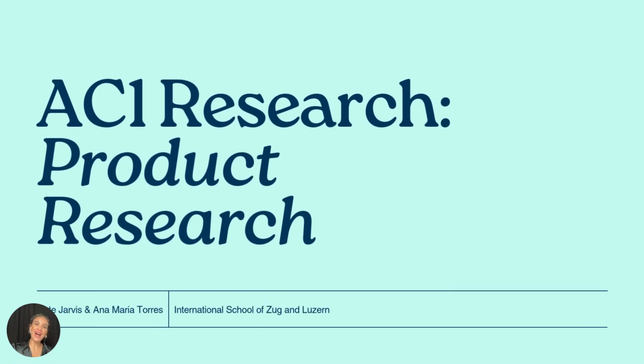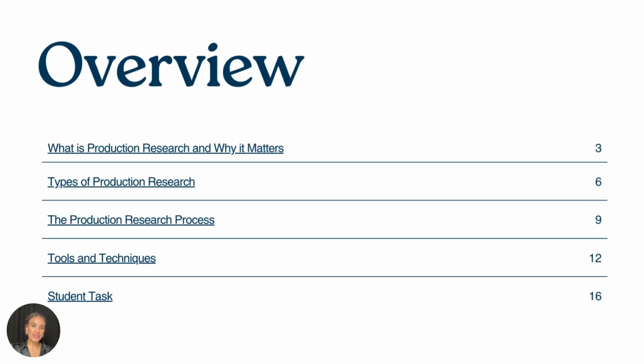I'm going to go over now what product research looks like for your AC1 research portion of your BTEC creative media project. So, like our other presentations, I'm going to follow the same format. We're going to talk about the what and the why, the types of production research that you can do, what the process actually looks like when you're looking into it, some tools and techniques, and there will be a task that you will have to complete in class.